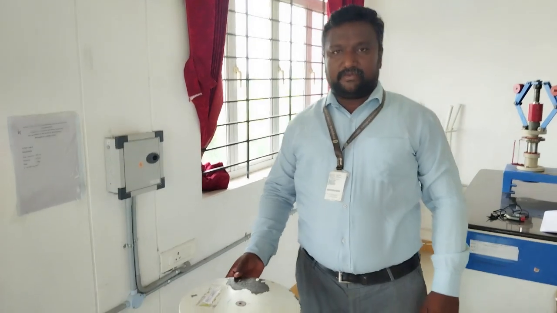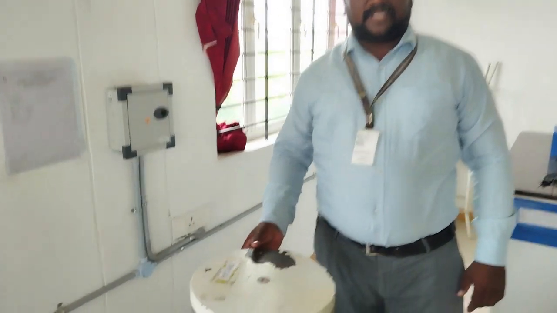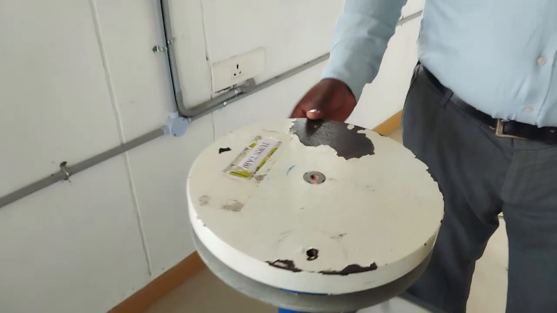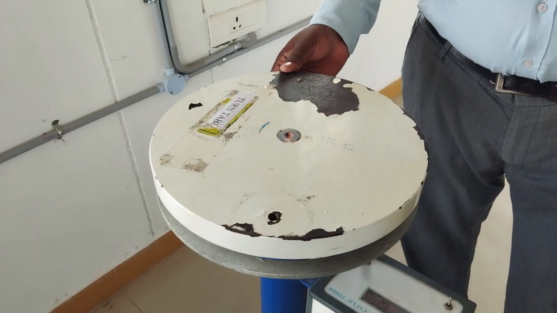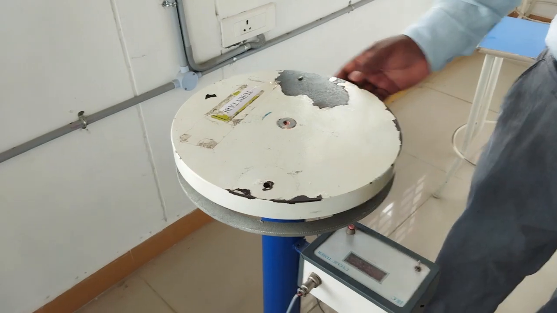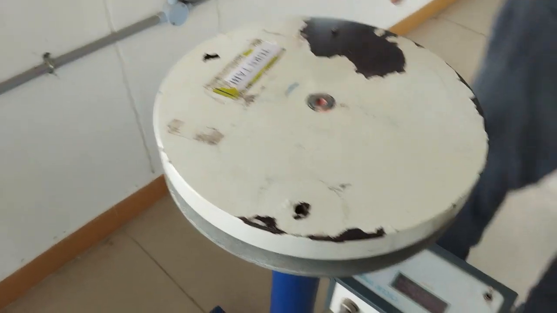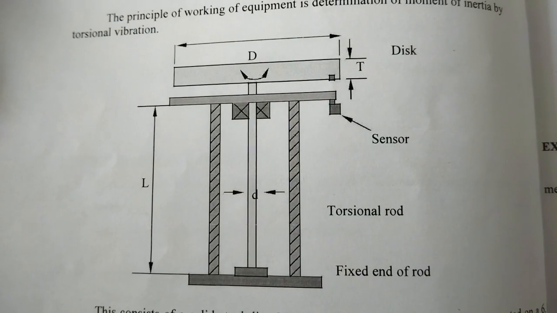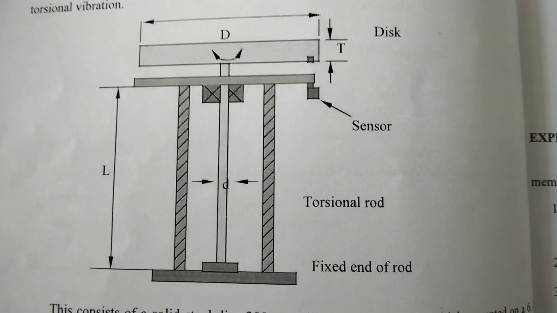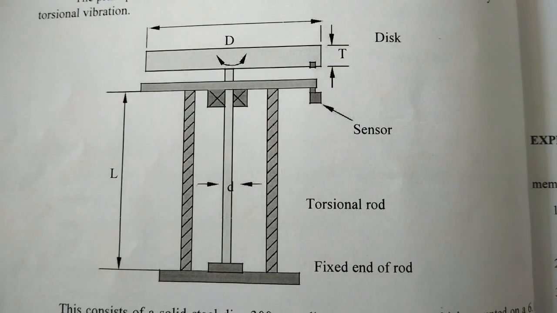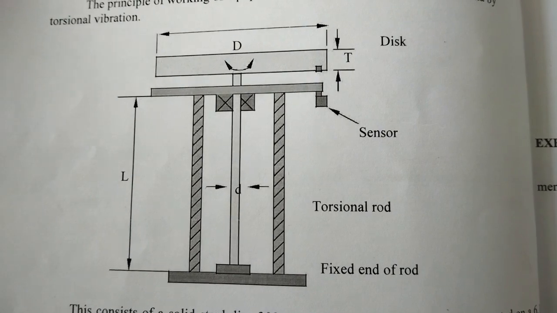Dear students, today we will see about determination of mass moment of inertia using the axisymmetric turntable apparatus. Aim of the experiment: to determine the moment of inertia of an unknown member by using the torsional apparatus.